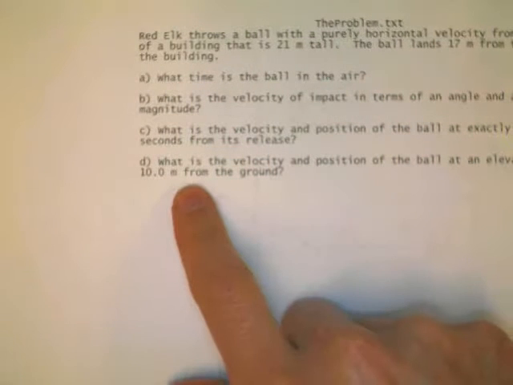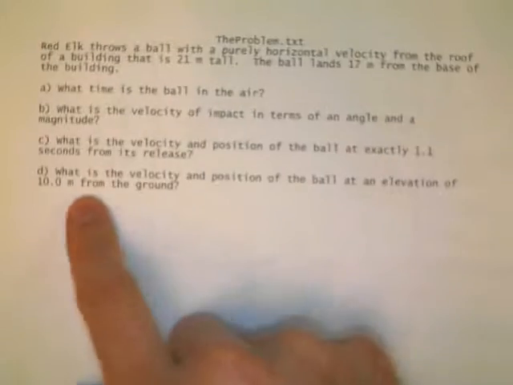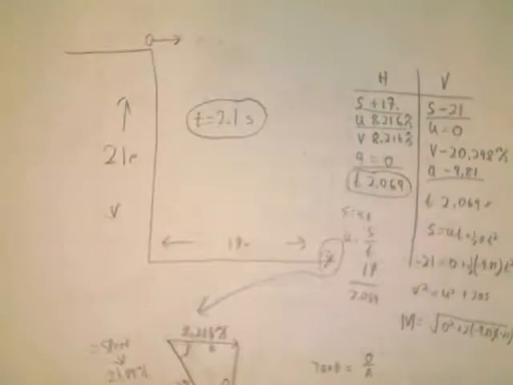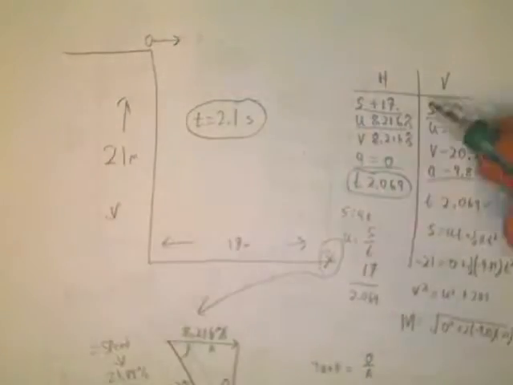Again, we're referring to this problem, which you can find in the same directory as these videos in the problem.txt. What we're going to be doing is, what is the velocity and position of the ball at an elevation of 10 meters from the ground? Now, to do this, we're going to have to use some of the values from the previous problem.